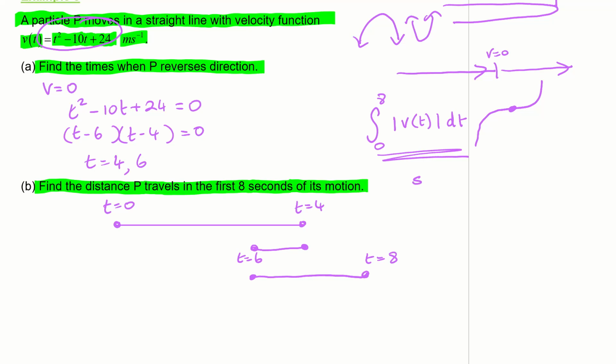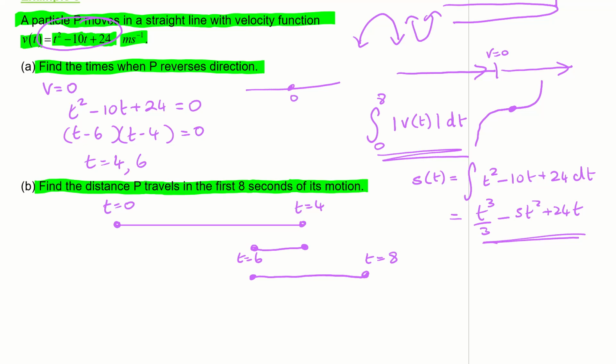So we know that s of t is the integral of t squared minus 10t plus 24 dt. So that is going to be t cubed on 3, take away 5t squared plus 24t, plus a constant, but we'll just take that constant to be 0. And we'll just say that we start at O, since the question didn't actually tell us anything about that. It doesn't make any difference to the distance travelled or the change in displacement, and therefore we may as well just take that equal to 0.